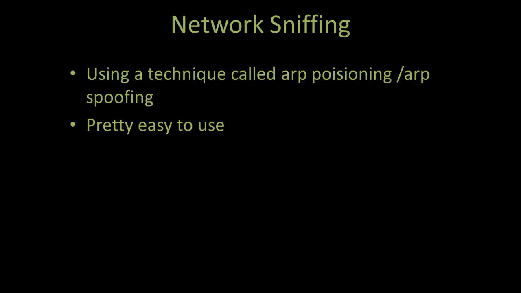So, network sniffing. Well, network sniffing is basically reading the packets that go across the network. So it's kind of like wiretapping. You're kind of reading the packets and that sort of thing. Now, in today's episode, we're going to be using a technique called ARP poisoning or ARP spoofing, and this is pretty easy to use with Cain and Abel.